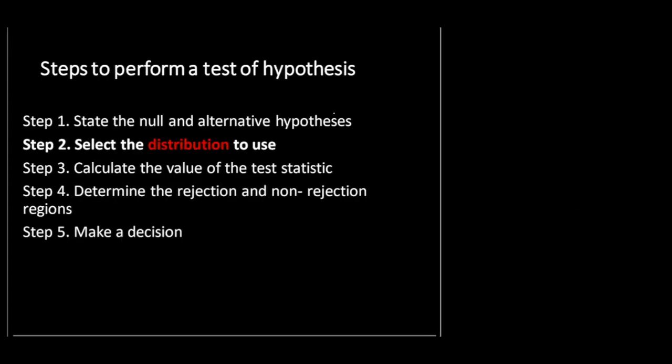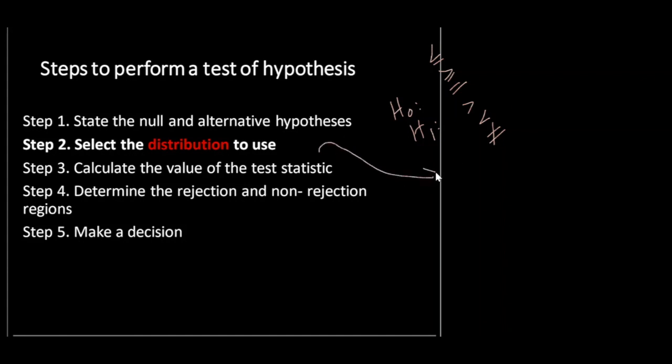So these are the steps to perform your hypothesis testing. First is to state the null and alternative hypothesis. Remember, the null hypothesis contains the equal sign. So it could be equals to, less than or equals to, greater than or equals to. And what are the possibilities of your alternative? Greater than, less than, not equals to, right? Okay.